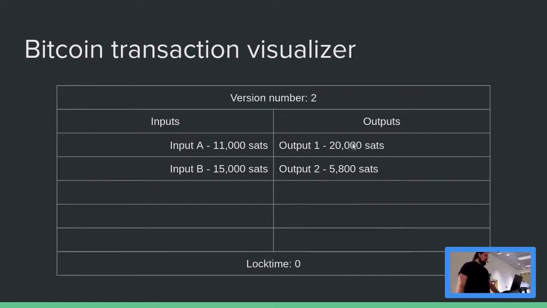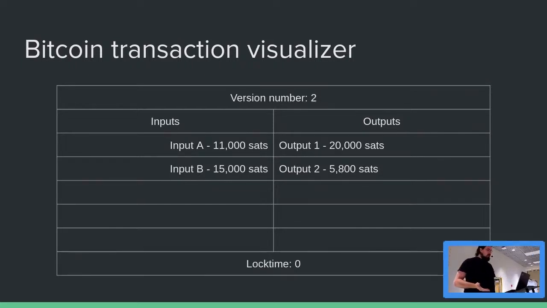And then he's got to say, whoever I'm sending money to, I want to send him 20,000 sats. And then he creates this thing called change. 11,000 plus 15,000 adds up to 26,000. That's more than 20,000, so he's got 6,000 left, right? So he sends that back to himself, and we call that a change output. And then he pays a little bit of it as fee to miners. I'm having him do a 200 sat fee. So that's kind of what a Bitcoin transaction looks like in Excel.